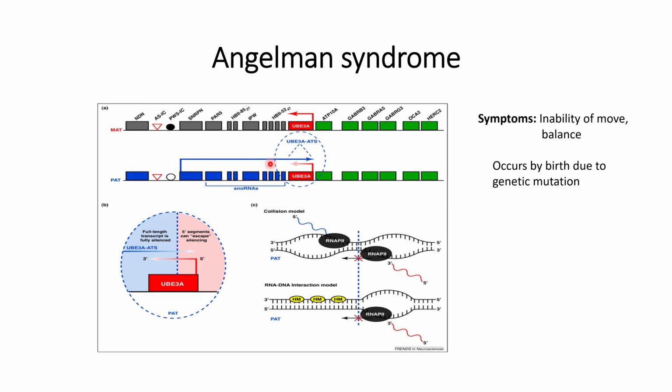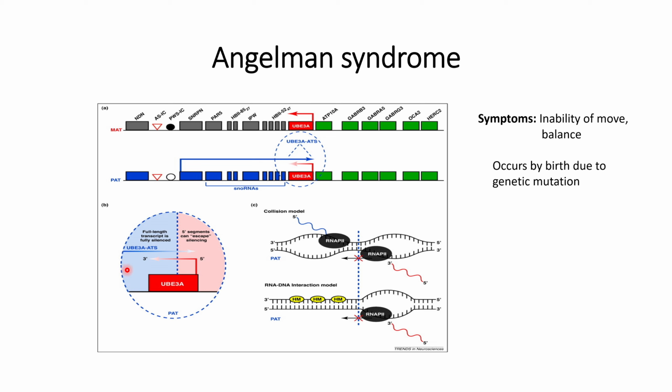So we can see that in the shaded, or faded white, arrow. The transcription of UBE3A is not completed in the case of the paternal chromosome. And in this zoomed-in view of the paternal chromosome, the truncated 5 prime UBE3A is formed.